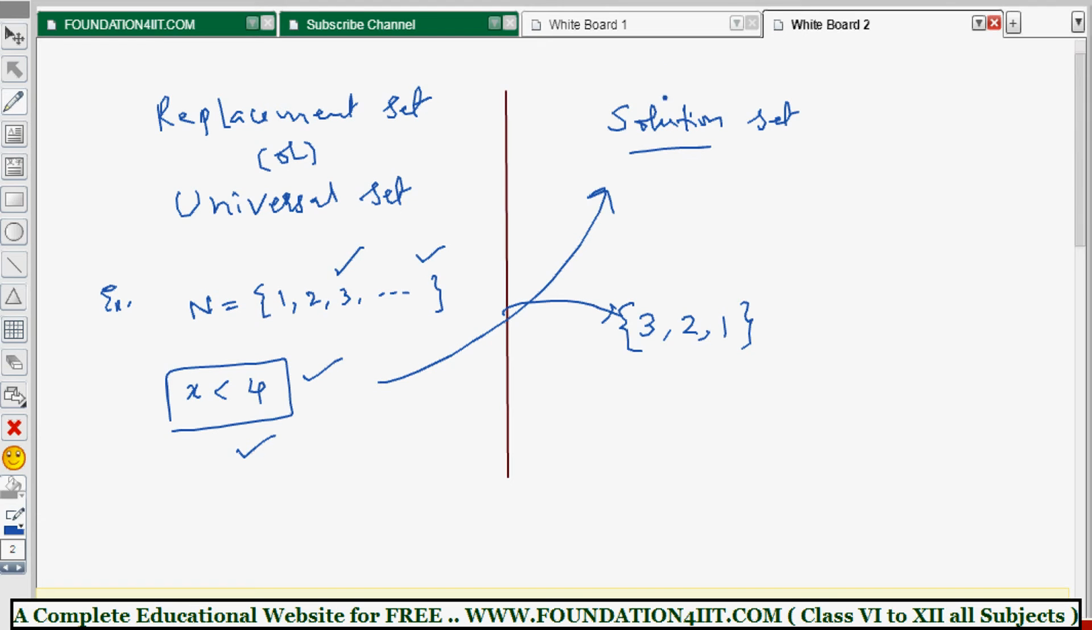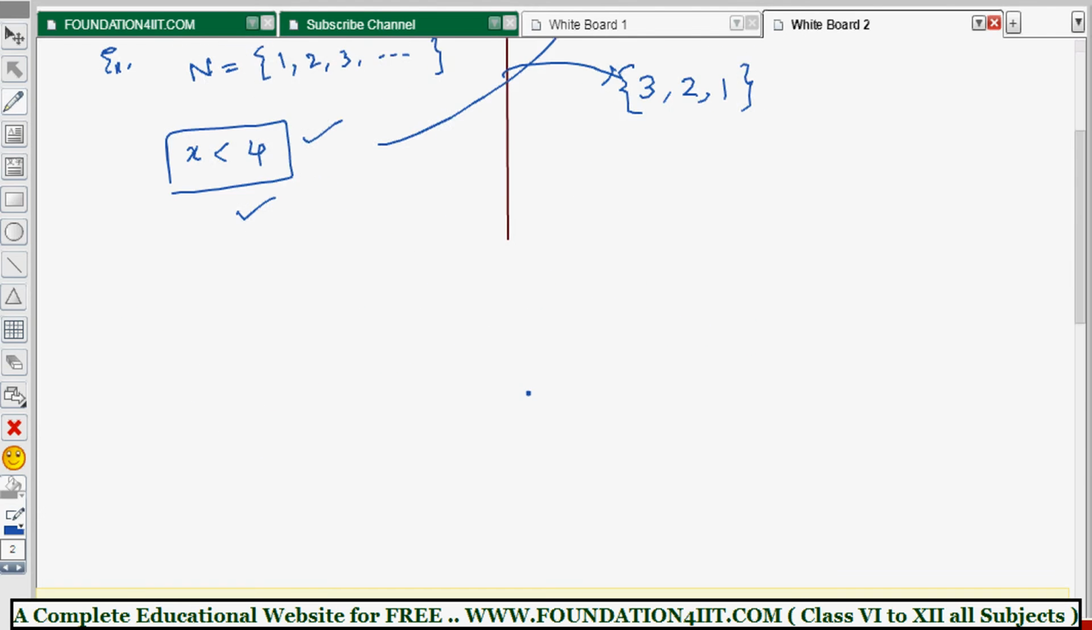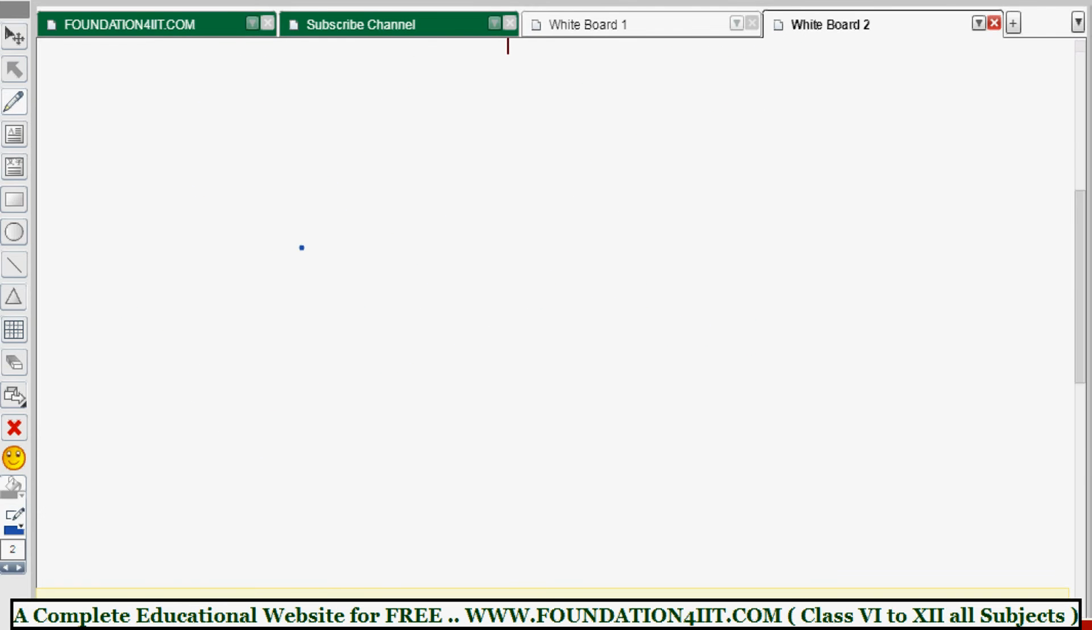Any other example also you can take, with universal set and replacement set. For example, x is greater than minus 2, and set A takes some values: 1, 2, 3, 4.